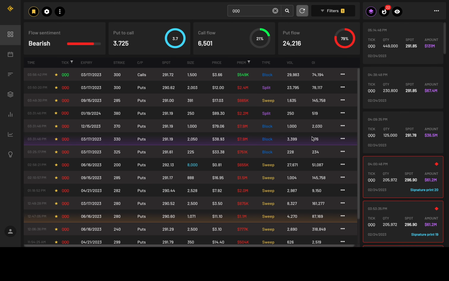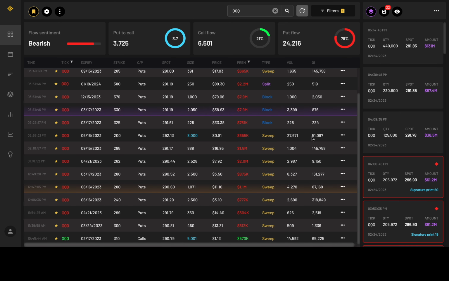Triple Q, 78% into puts. This one is over 500K in premium, 5,000 in size, 310 strike price for March 17th. And this one sticks out, wow, this is a sweep order for puts, 8,000 in size, 200 strike price for June 16th. Holy moly, that's really bearish.